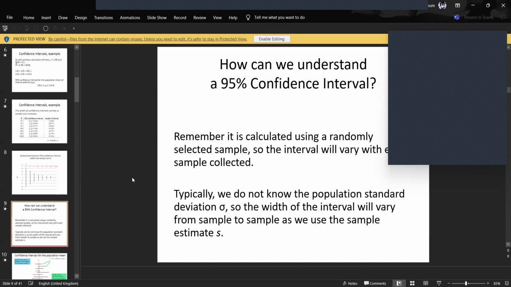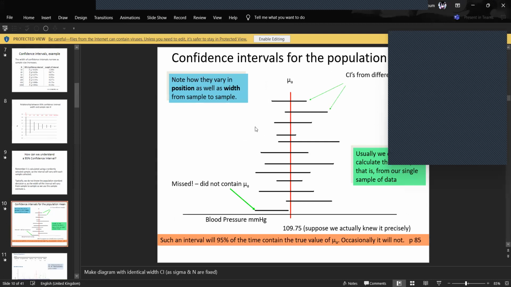But what happens is that because we're using the sample to estimate standard deviation, we're using the sample to estimate all of this stuff. So these results can vary, right? We're not always going to get a perfect graph where the population mean is bang on in the middle, because we're guessing at what the population mean is. We don't actually know.